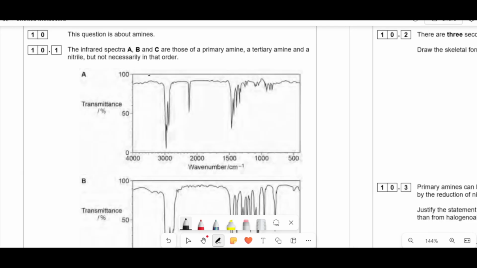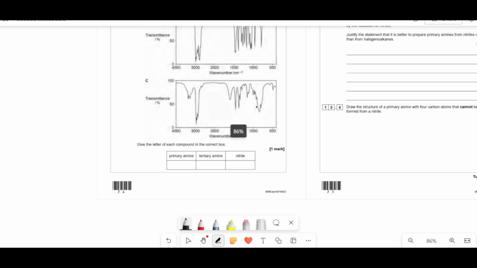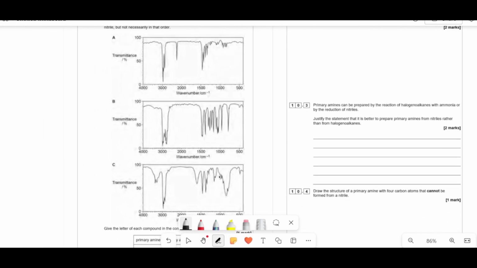So this question is about amines. The infrared spectra A, B, and C. There's a primary amine, a tertiary amine, and a nitrile, but not necessarily in that order. Here we go. It says give the letter of each compound in the correct box. So what we need to do is go and look in the datasheet for what the peaks are, so I'll go get that.